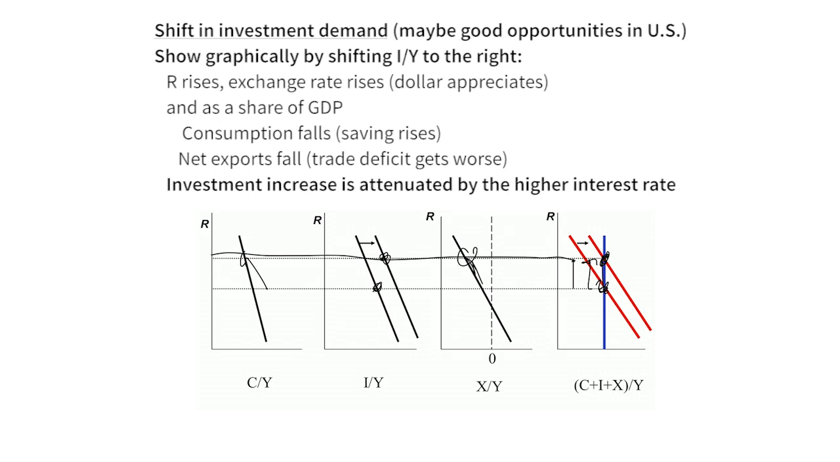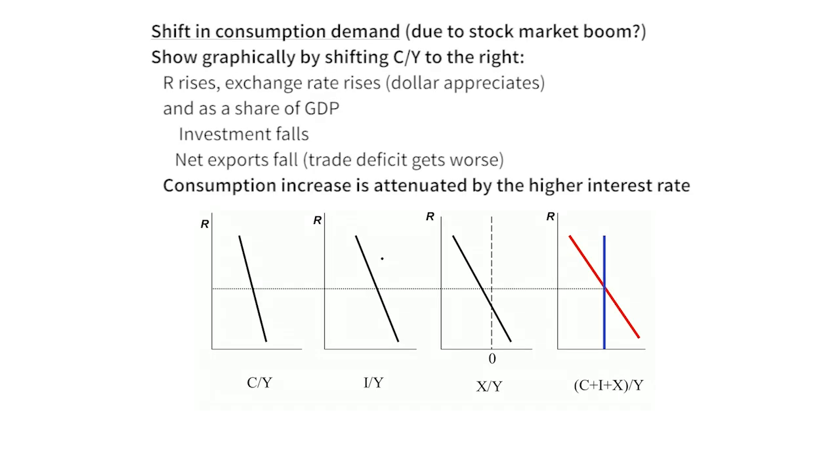So we have a prediction of what happens to consumption, investment, and net exports. You can do this kind of thing for all sorts of shifts. So we just considered investment. What about consumption? Well, there might be a shift in consumption demand. Maybe something in the economy makes people want to consume more, so that maybe they're richer. They have a stock market boom, so they feel like spending more.